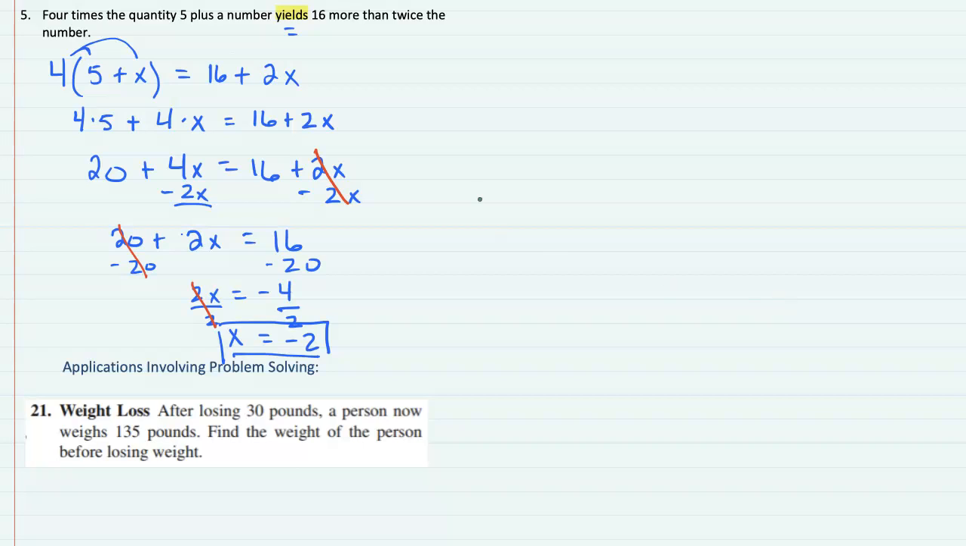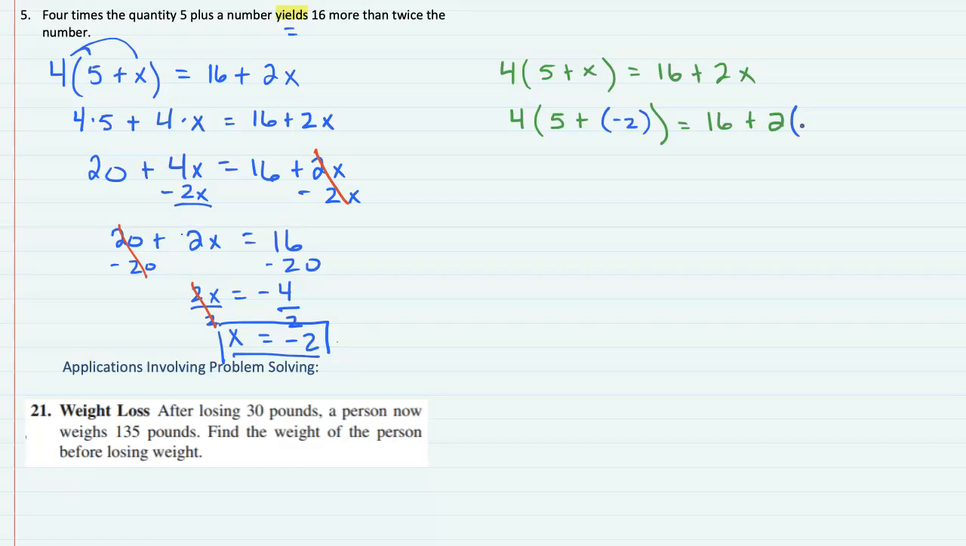Okay, so before we go on, the next thing we need to do is check our answer. So remember, we need to take the x equals negative 2 and put it in for x. So we've got 4 times 5 plus x equals 16 plus 2x. Every time I see an x, I'm going to use a little parenthesis, and I'm going to put in the negative 2. So I'm even going to make it a different color for us so we can really see it. 4 times 5 plus, now x is going to be replaced with negative 2, equals 16 plus 2 times negative 2.